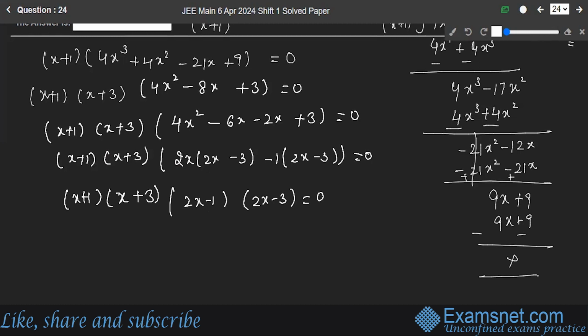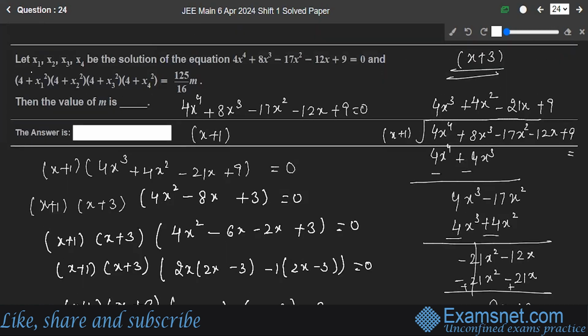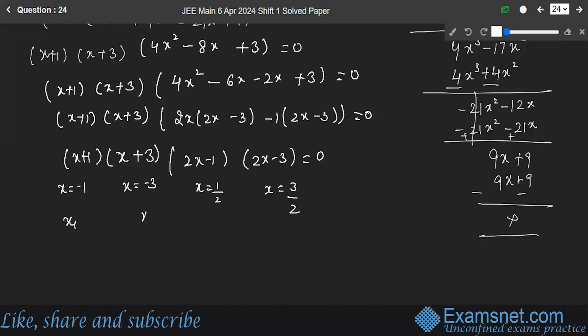So I got the four factors, right? From here, what do you get? x is equal to minus 1, minus 3, 1 by 2, 3 by 2. So these are the four values of x that I got. And these are your x1, x2, x3, and x4. So now according to the question, 4 plus x1 square and 4 plus x2 square, then 4 plus this and this.